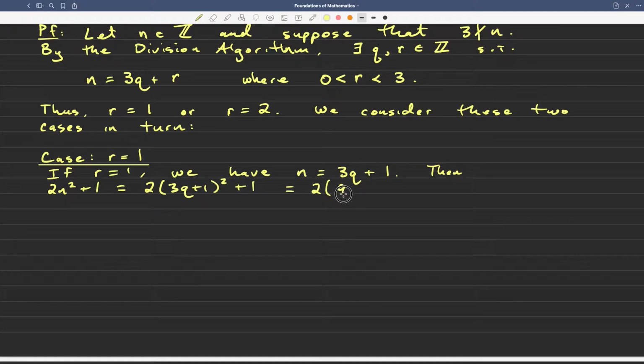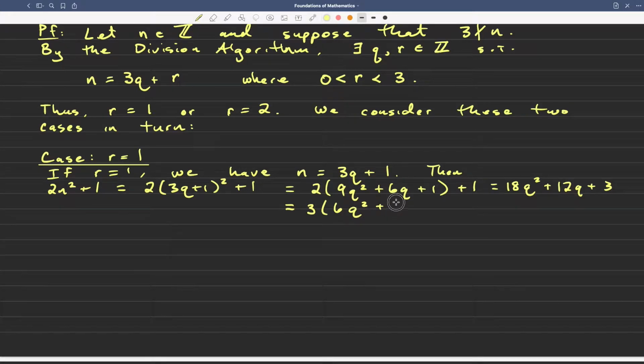We'll get 2 times 9q squared plus 6q plus 1. And then we still have that plus 1. And let's see, that would be equal to 18q squared plus 12q. And then there's a plus 2 and a plus 1, plus 3. And then I see that I can pull a 3 out of that. So that's 3 times (6q squared plus 4q plus 1), where the expression in parentheses is an integer.